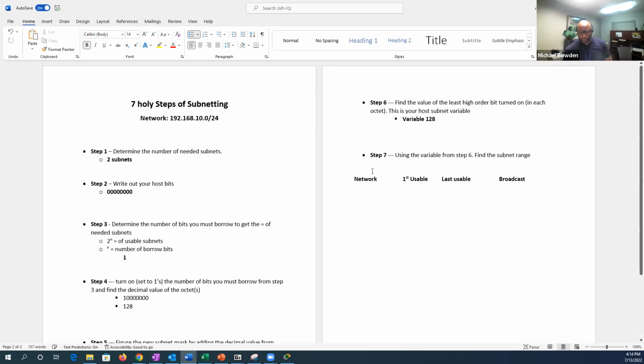Our variable is 128. So now using our variable from step 6, we're going to find our subnet range. So our network, like I say, we have 192.168.10.0. So our variable is 128. So that's going to be the amount we increase by when we go to our next network. So then we're going to determine our first usable address. It's going to be 192.168.10.1. Our last usable is going to be 192.168.10.126.